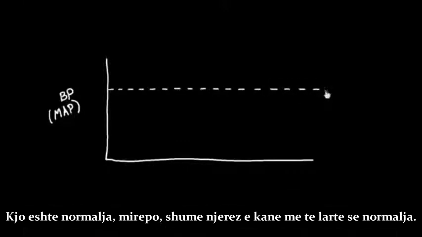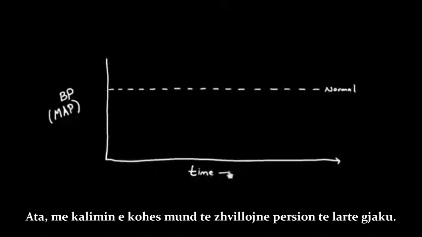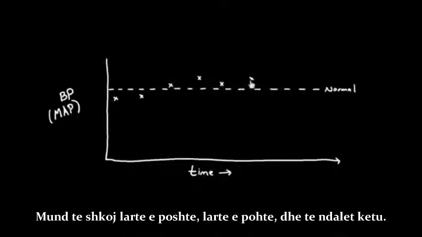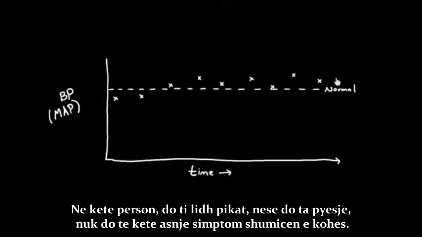So this is normal. But of course, many people have something higher than normal. Over time, they might develop higher blood pressure. So maybe they start out here and here, in the normal range, and then they start having high blood pressure, and it kind of goes up and then down and stops there. So in this person, I'm going to connect the dots.